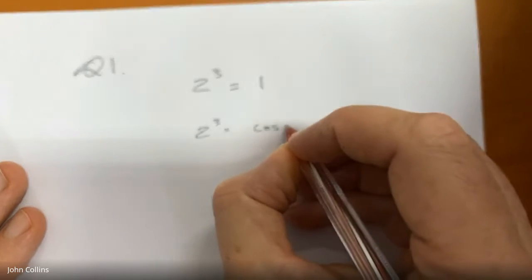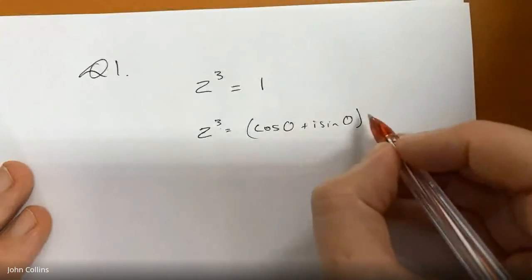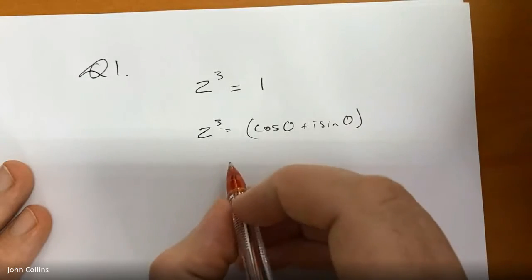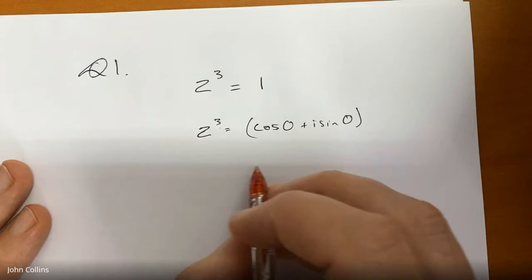Okay. So z cubed equals cis, in brackets 0 plus k2 pi. So then the 0 just cancels out. So cos 0 plus i sine 0 is your starting point, is it? And why is it 0? Because that's where 1 is. That is where 1 is.